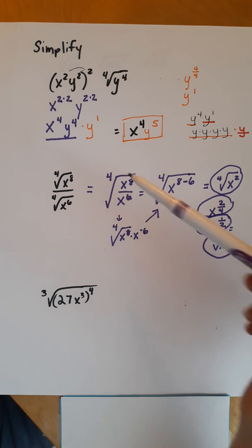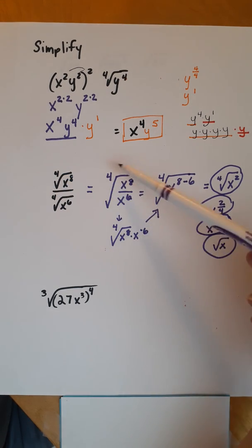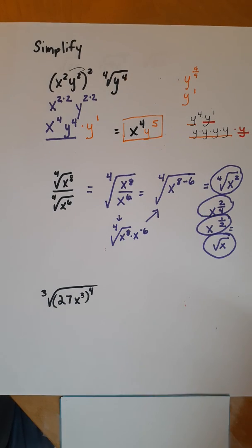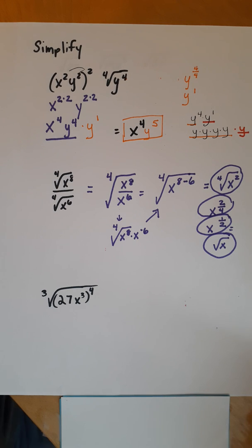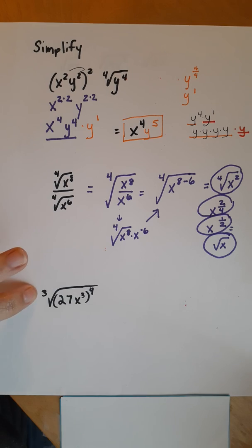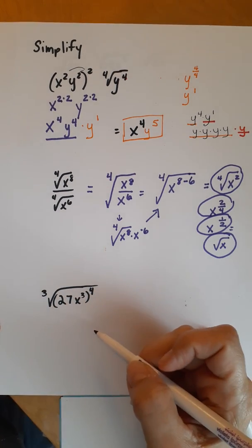But you can see what the takeaway is. When you have the same base and the same root, put it all together under one radical, simplify it as best you can, and then work from there. Okay, now let's look at our third example on this page. This is the cube root of 27x cubed, in parentheses, to the 4th power.